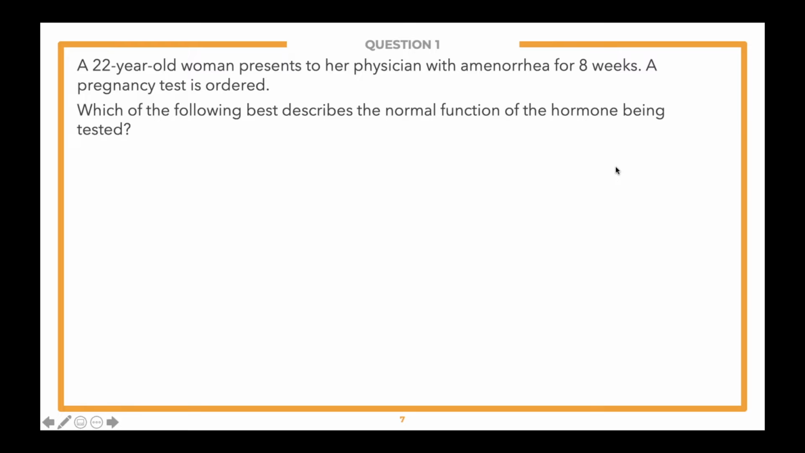Which of the following best describes the normal function of the hormone being tested?